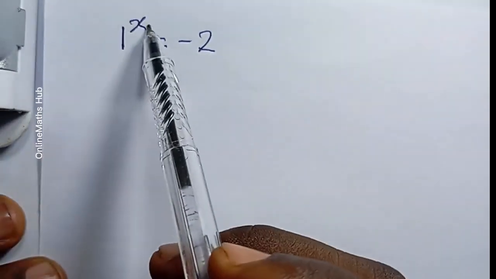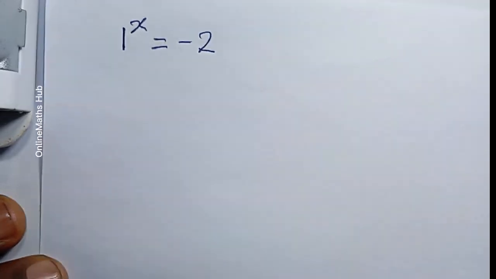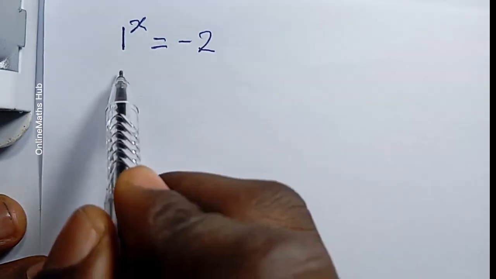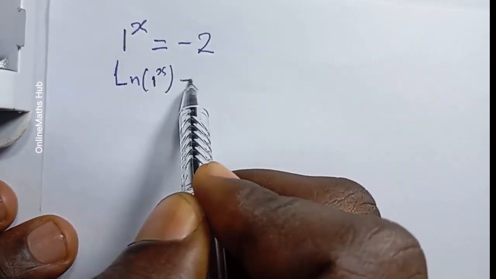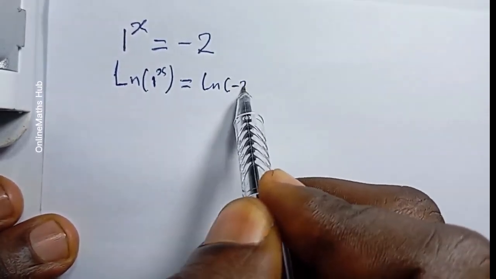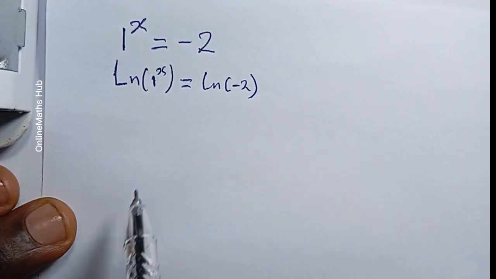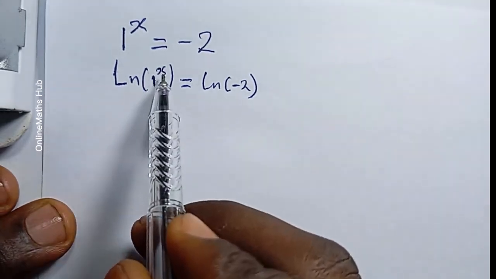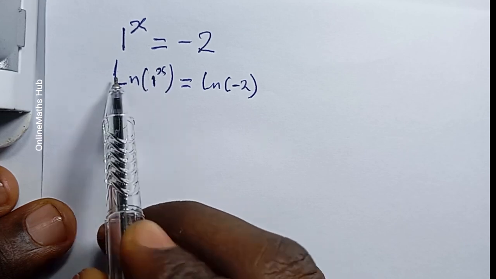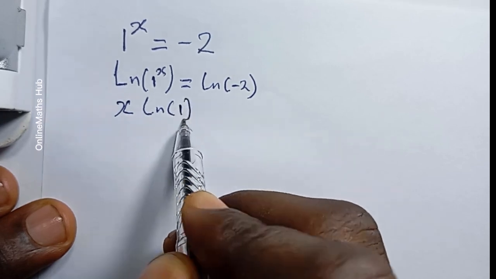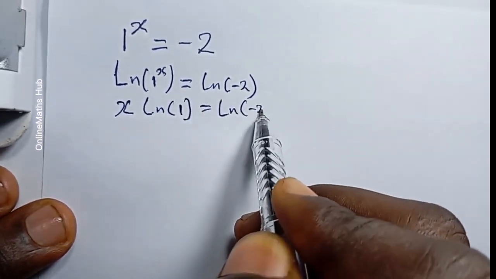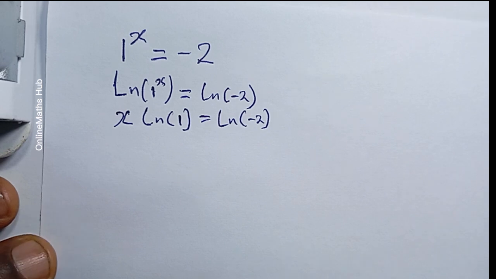Whenever you have an unknown as the exponent, one of the most natural things to do is to take the natural log of both sides. If I do that, I'm going to have the natural log of 1 to the power x equal to the natural log of -2. Then I'm going to apply the natural log property, so I'll bring down this x right here. So I have x multiplied by the natural log of 1 equal to the natural log of -2.